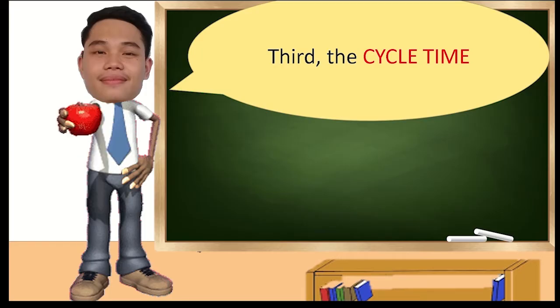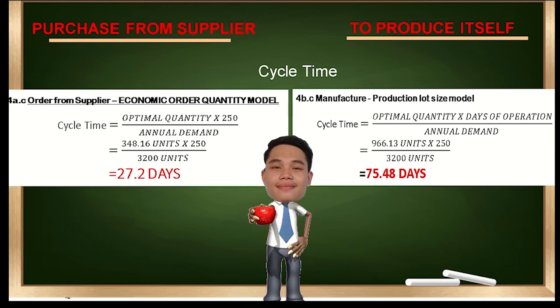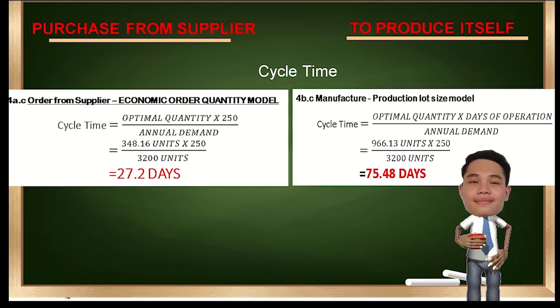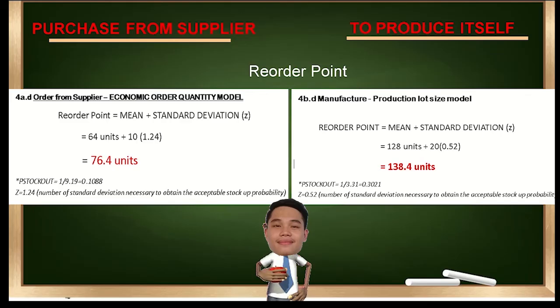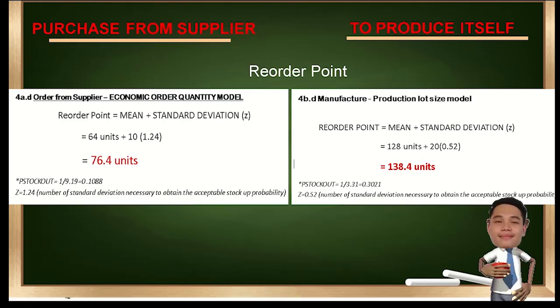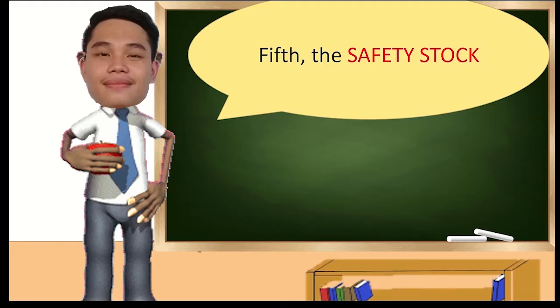Third, the cycle time. The total process days or the cycle time are 27.2 days and 75.48 days, respectively, while in-plant production will be longer as they will be in charge of the process and manufacture. Fourth, the reorder point. Calculations for reorder point are the same, with the only difference in the constant standard deviation to obtain stock up. Constant standard deviations for suppliers are 1.24, while 0.52 for the in-plant production.